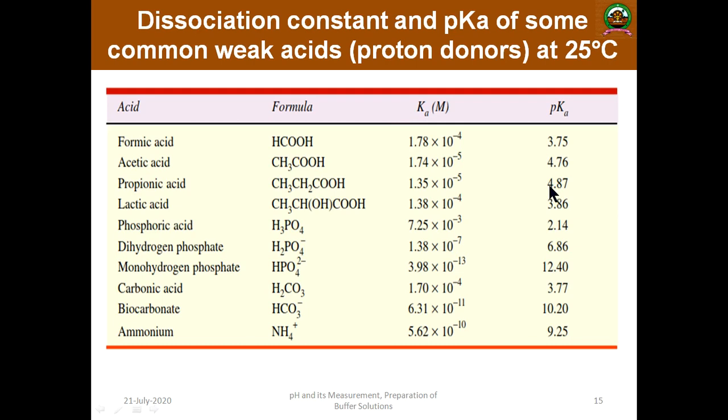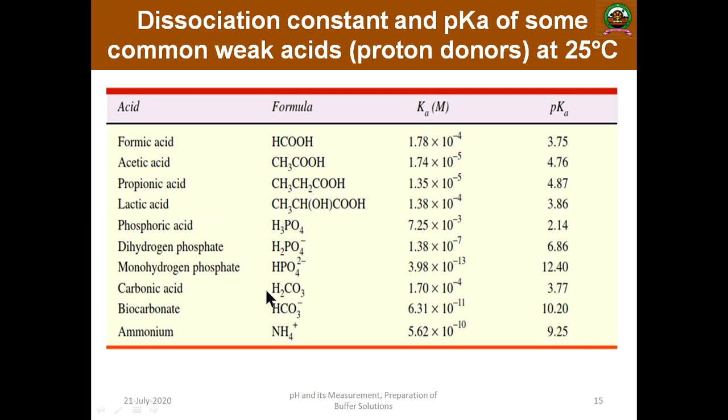Now, what are the Ka and pKa values of these weak acids? This is very essential for the calculation of problems. Formic acid, the formula is HCOOH, and the Ka value is 1.78 into 10 raised to minus 4 and the pKa value is 3.75. If you apply the formula, you will get the same thing. Acetic acid, CH3COOH, is the formula, and the Ka value in molar is 1.73 into 10 raised to minus 5, so the pKa value is 4.76. Similarly ammonia, the Ka is 5.62 into 10 raised to minus 10, and the pKa value is 9.25.